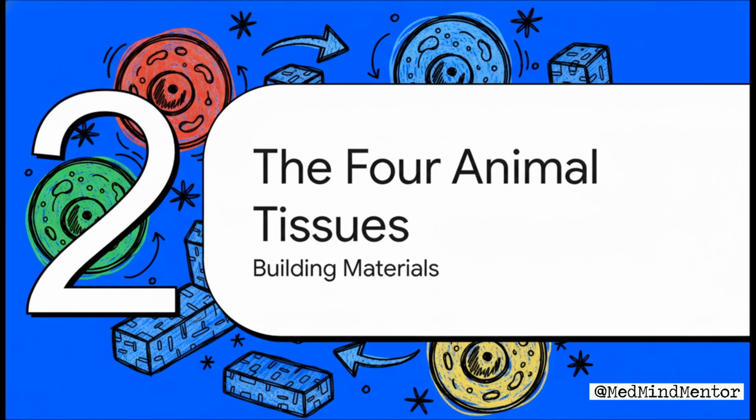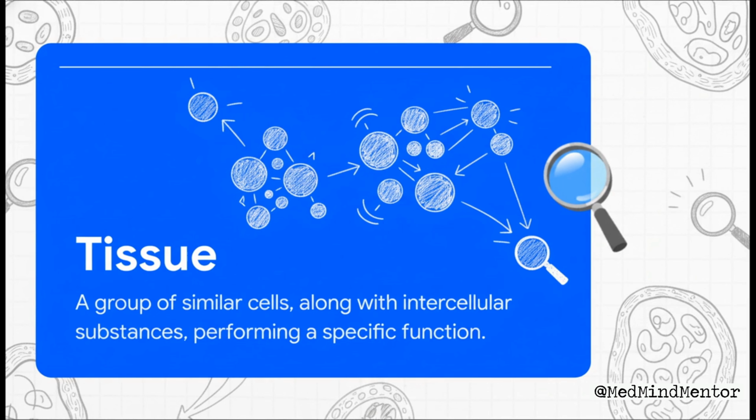All right, now for the really juicy stuff, the actual building materials of the animal body. This section on the 4 fundamental tissue types is probably one of the most critical, high-yield topics for your NEET exam, so you'll want to pay close attention here. So that's the official textbook definition, but what does it actually mean?